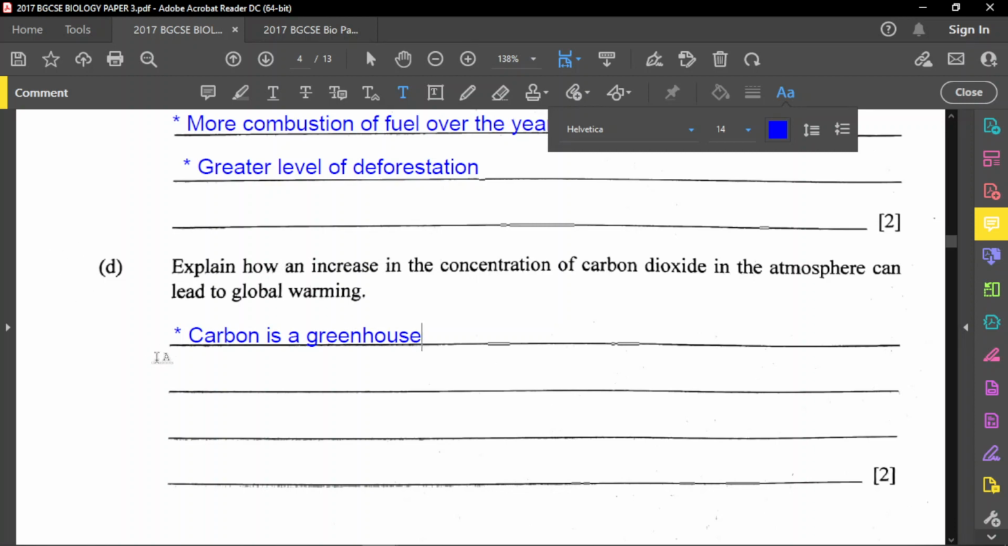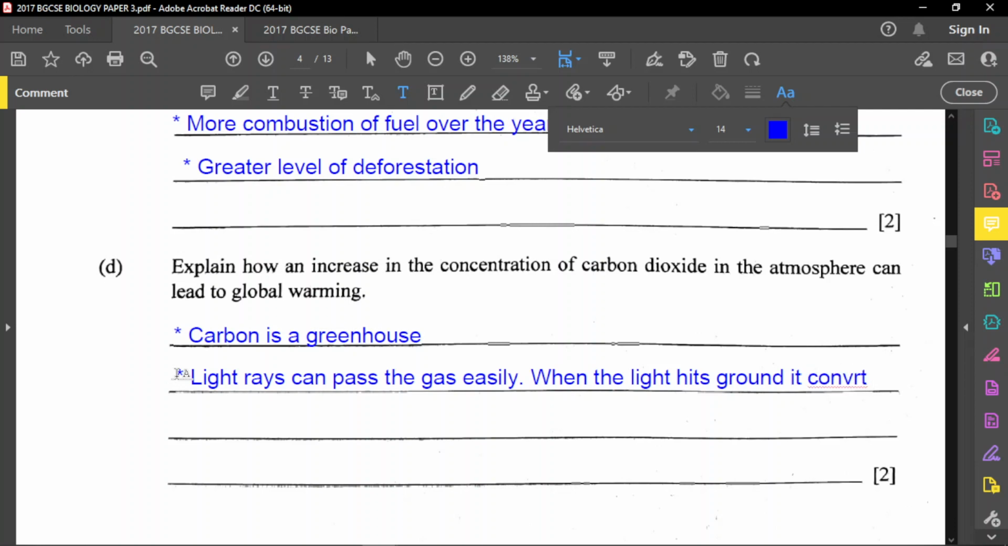The next point I'm going to make is that light rays can pass through the gas easily. That's the first thing. When the light hits the ground, it converts to heat. So when light hits the ground, it converts into heat.